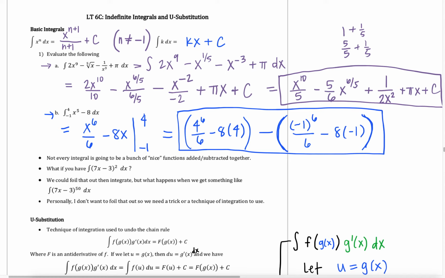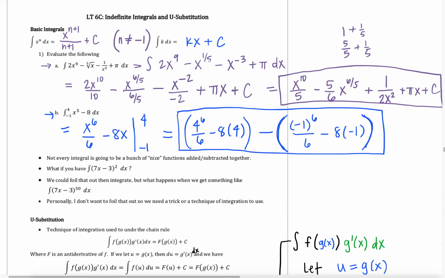but also talk about the fact that each one of these integrals is very nice because it's a bunch of nice functions added and subtracted together. And as we start to look at more and more complicated integrals, we're going to need a way to approach them. Now, when we learned derivatives, we started with the power rule, and we started with taking the derivative of constants, just like we're doing here with integrals, and then we started learning about the product rule, quotient rule, and the chain rule.